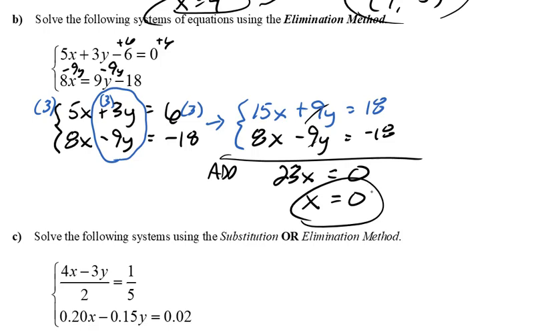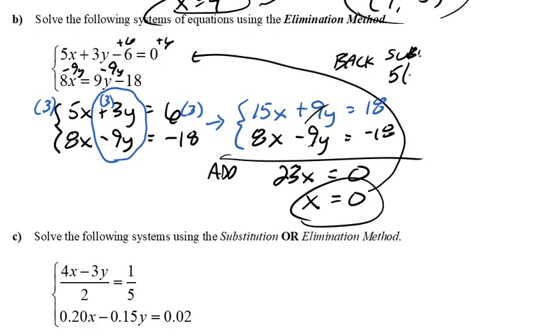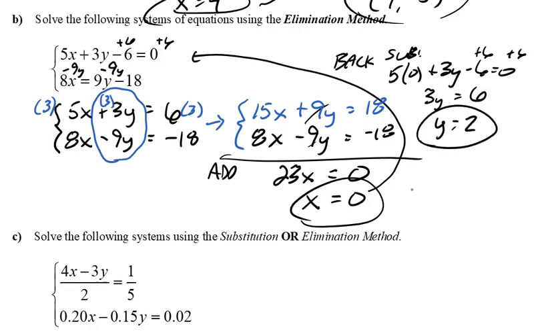We'll back substitute, maybe in the first equation, to find, in this case, y. If I plug in, I'd have 5 times 0 plus 3y minus 6 equals 0. I'd have 3y equals positive 6, adding 6 to both sides. Of course, 5 times 0 is 0. Then dividing by 3, we get y equals 2. So our solution would be (x, y) equals (0, 2).